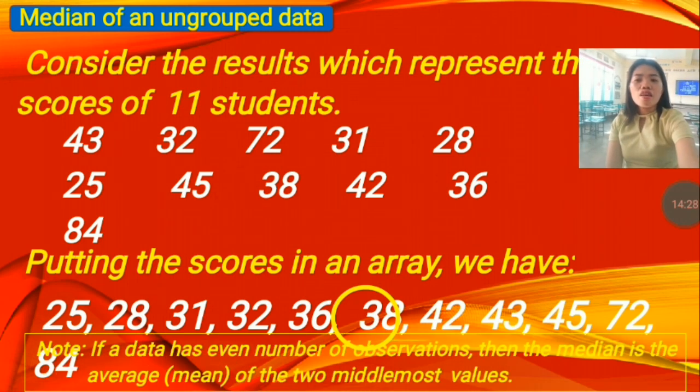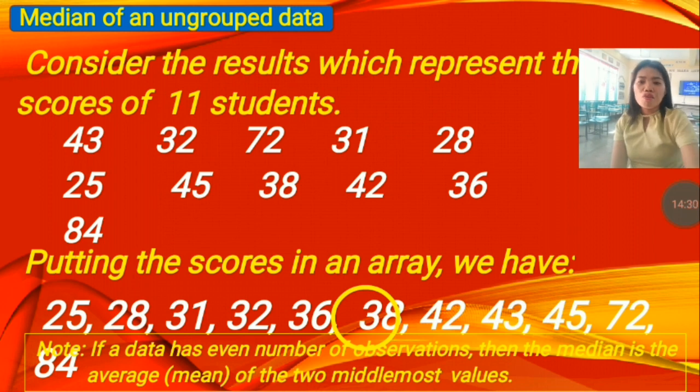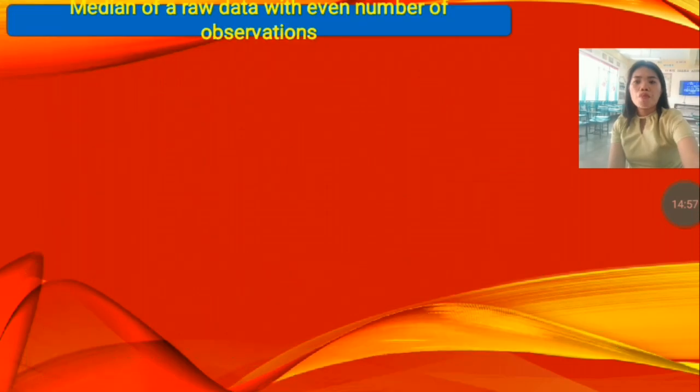Note, if the data has an even number of observations, then the median is the average or mean of the two middlemost values. So it's easy if it's an odd number of observations. However, if it is an even number of observations, all we have to do is add the two middlemost numbers or observations, then get the average, or add the 2, then divide it by 2.